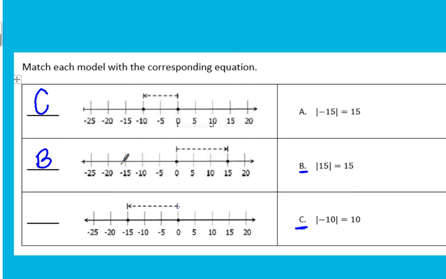In our last model, we start at 0, and this time our arrow moves to the left, so we'll know we'll be looking for a negative number inside our bars, and we stop at negative 15. So the absolute value of negative 15 is 15. That's how long our arrow is. So A is the best choice for this third model.